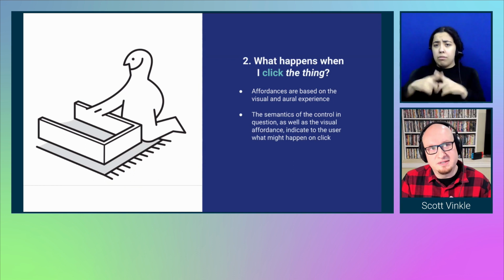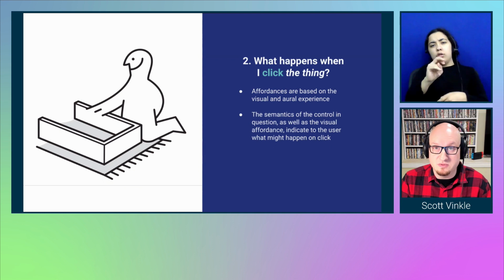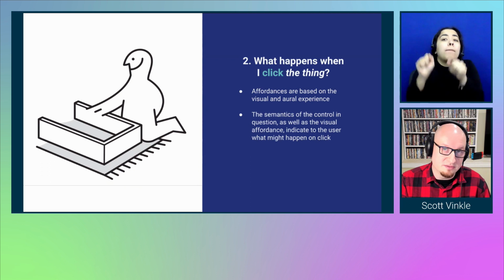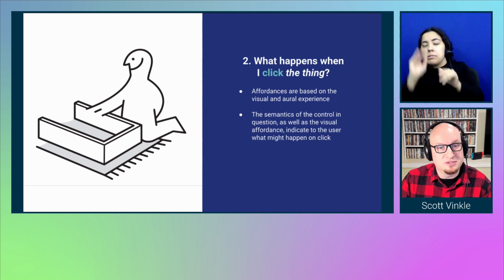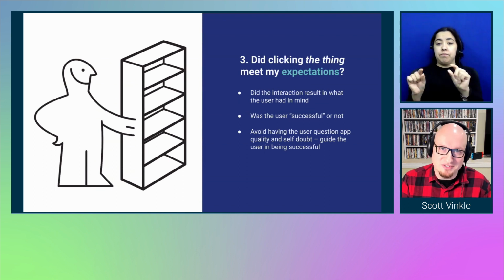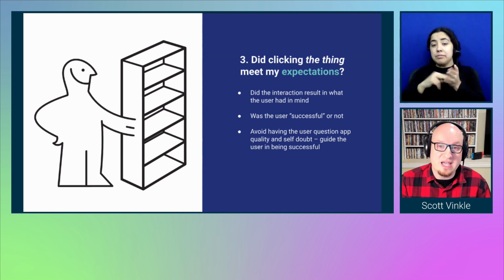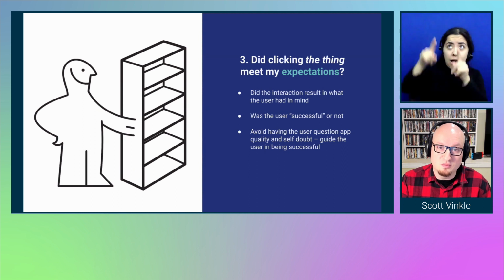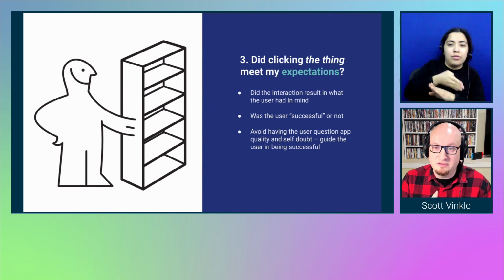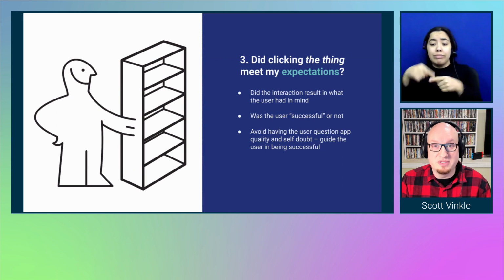So these details, the semantics of the control in question, which supplies the oral experience, as well as the visual affordances, provide hints to the user to what may happen when they click the control. And this leads to the final question. Did clicking the thing meet my expectations? So in other words, did activating the control result in what the user had in mind for when they clicked? Was the user successful or not? Coming back to the previous example, did clicking the link with the name "Read More About Knitting" bring the user to a new page about knitting?